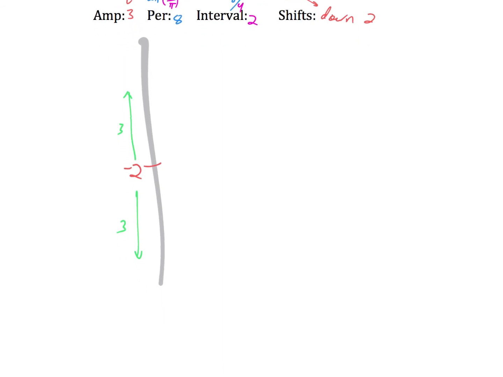If I go up 3 from -2, that puts me at a +1. If I go down 3, I'm at -5. This means my x-axis would be right about there, between the +1 and -2, a little bit closer to the +1.